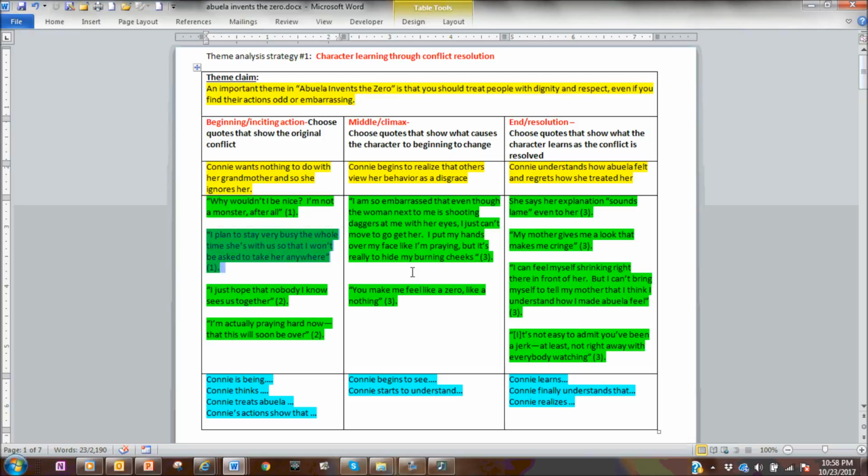For the first piece of evidence, I'm going to pick this. I'm so embarrassed that even though the woman next to me is shooting daggers at me with her eyes, I just can't move to go get her, as my second piece of evidence. And I'm going to use a couple pieces of evidence from around the climax when Connie figures out that she's really being a jerk, and that she should have treated her grandmother with dignity and respect, as my last pieces of evidence.